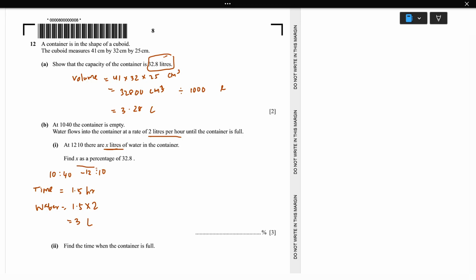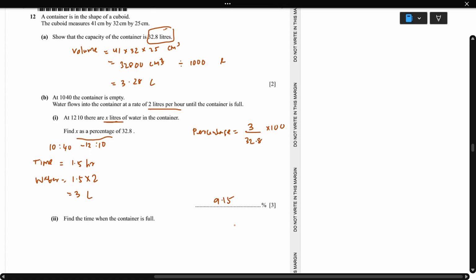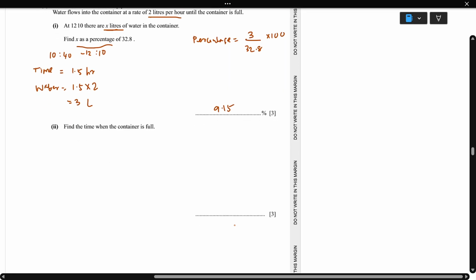Now we need to find the percentage. The percentage of 32.8, because the full tank is 32.8 liters. So the percentage equal to 3 divided by 32.8 times 100. The answer is going to be 9.15 percent.